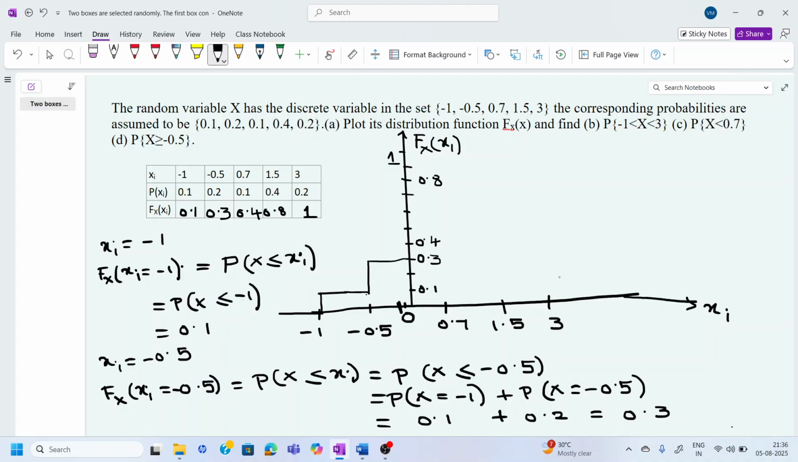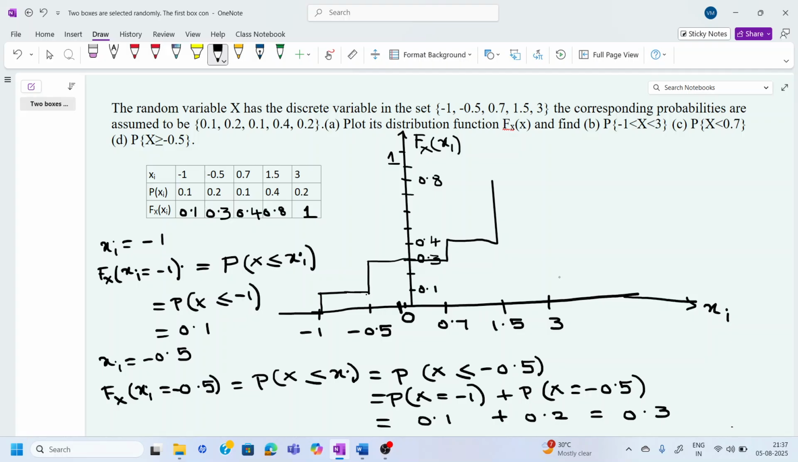It will continue up to xi is equal to 0.7. Now at xi is equal to 0.7, its value is 0.4. So there will be a jump of 0.1 at 0.7. It will continue till 1.5. At 1.5, its value is 0.8. So at 1.5, it will jump to 0.8.